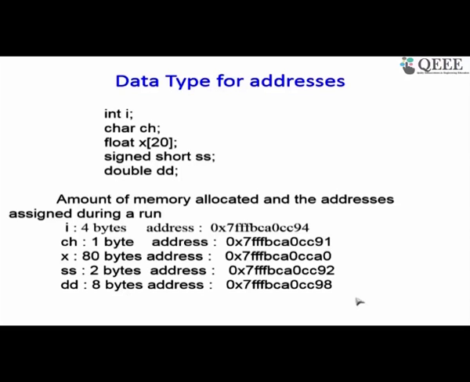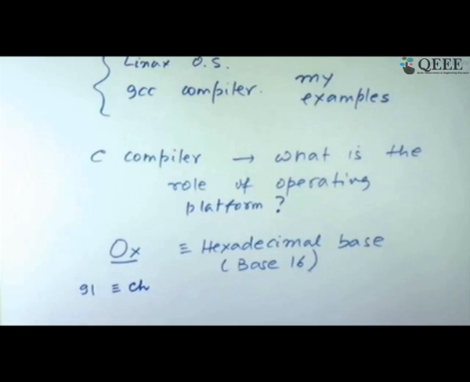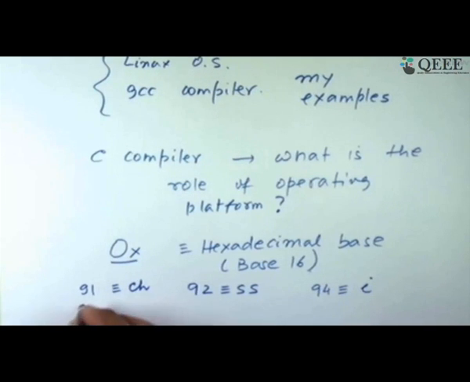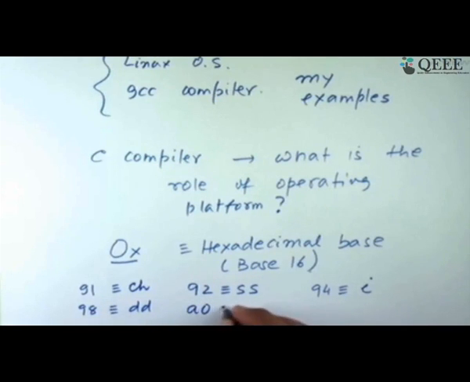I'm going to write over here. The least one that you can see is 91, which has been assigned to CH. The next is 92, which is assigned to SS. After 92, it looks like 94 is assigned to I. And then you have 98, which is assigned to DD. Going in ascending order of increasing memory address, the one which looks funny, this A0, I'm going to explain in a minute, is assigned to X.